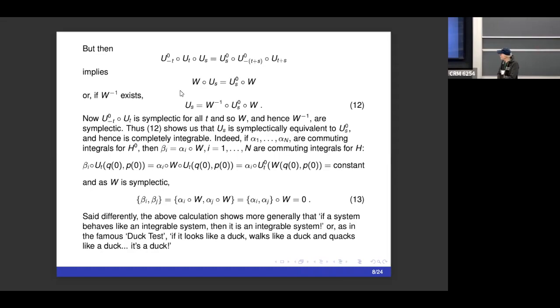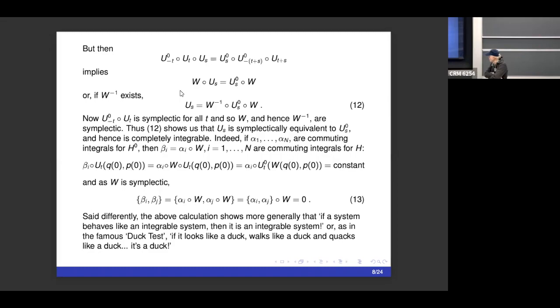And you can take the integrals, alpha 1 to alpha n, they're commuting integrals for the free system H0. And you just define beta I to be the alpha I composed with W. And then you just look at this line over here. So beta I composed with the solution of the full system. For the full system, you plug in beta I is equal to alpha I composed with W, composed with U of T. Then you use the relationship 12, and you see it's really alpha I on the free system. So these are constants of the motion.